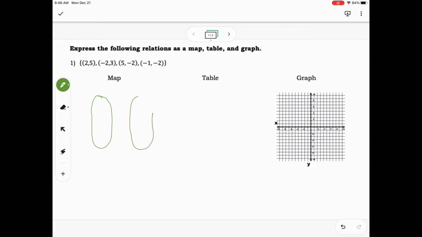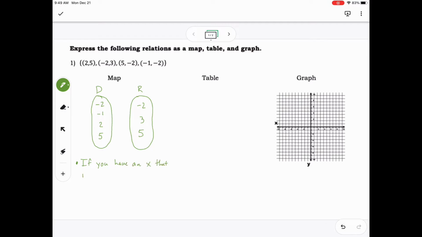Like we described in the last video, we need to make two vertical rectangles or ovals, then label them as domain with a D and the range with an R. In the domain oval, order your x values from top with the smallest x value and work your way down to the largest number. Then do the same for the y values. The x's would be -2, -1, 2, 5, and the y's would be -2, 3, and 5.